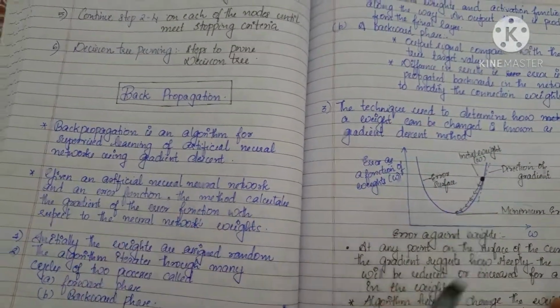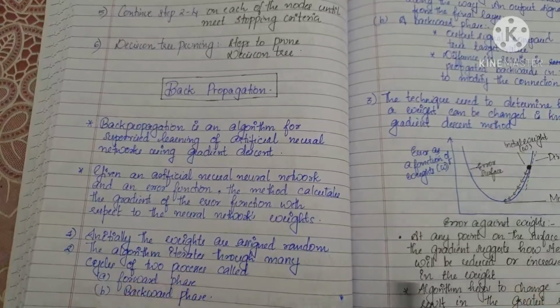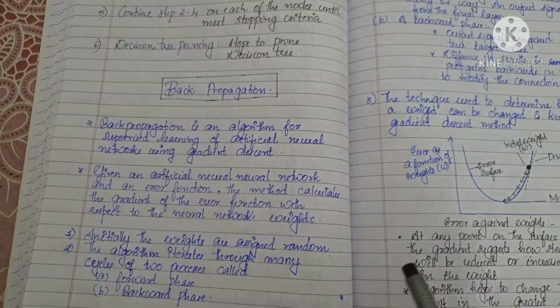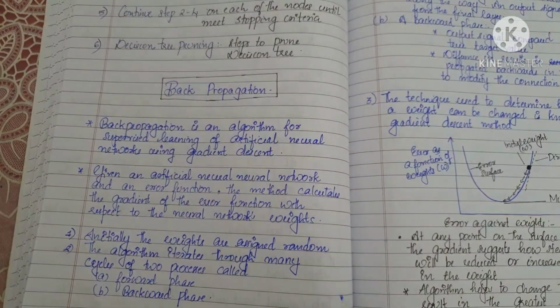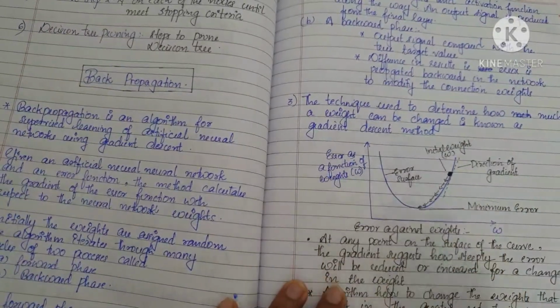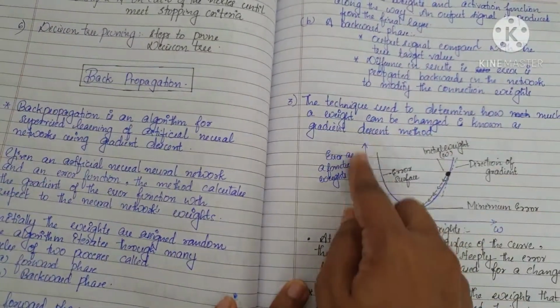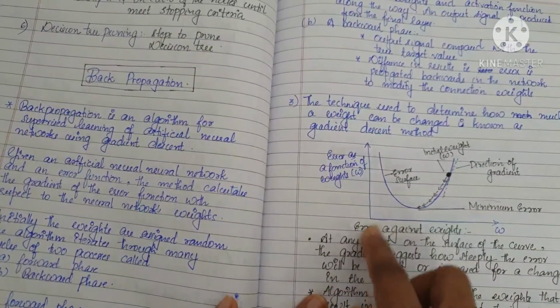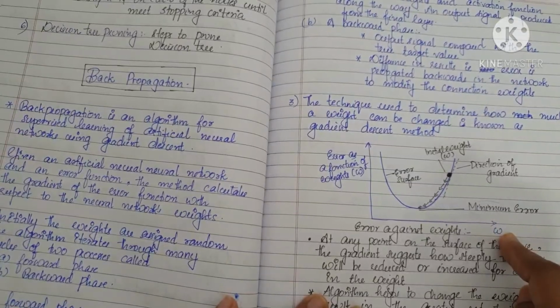I explained this because the term came up here. So, given an artificial neural network and an error function, the method calculates the gradient of the error function with respect to the neural network's weights. That means this is our error function, error as a function of weights. We calculate the error as a function of the weight. That is our y axis, and the x axis is the original weight that we applied.